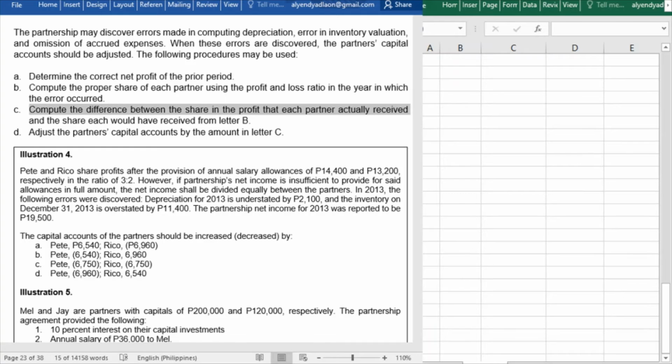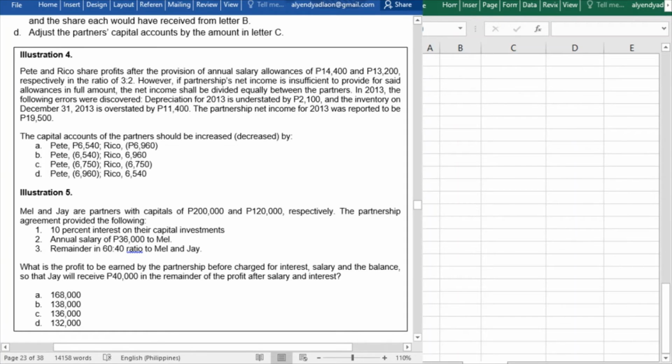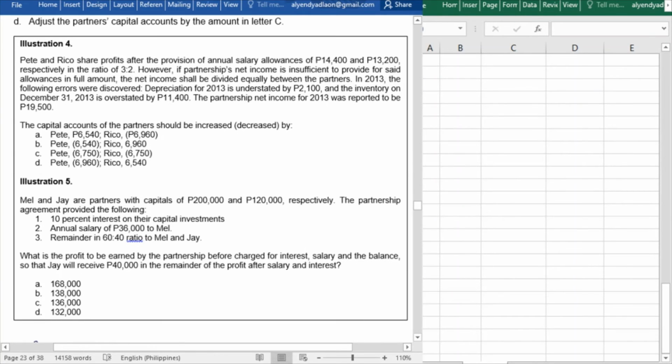Okay? And then, so after we have computed the profit and loss or the share in the profit and loss of the partners, we are to compare it with the profit that we computed before, which was wrong. So the profit that we have computed based on the wrong net income versus the profit that we have computed based on the correct net income. Now, any difference between the two will be adjusted to the partners' capital accounts. Okay? By what amount? By the difference between the two shares in the profits. Now, let us answer illustration 4.